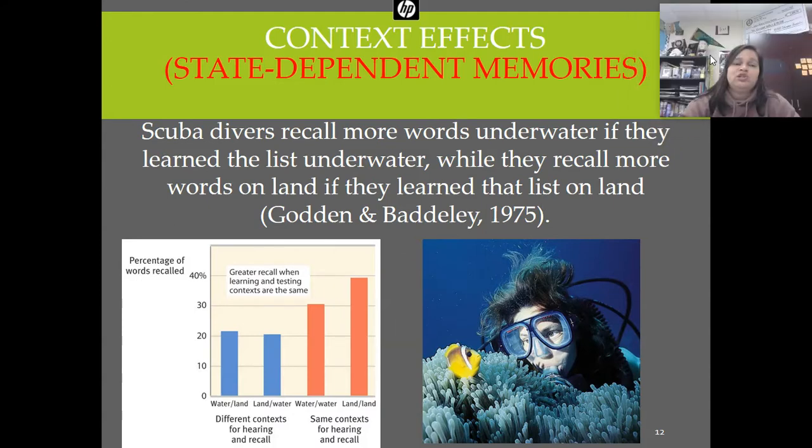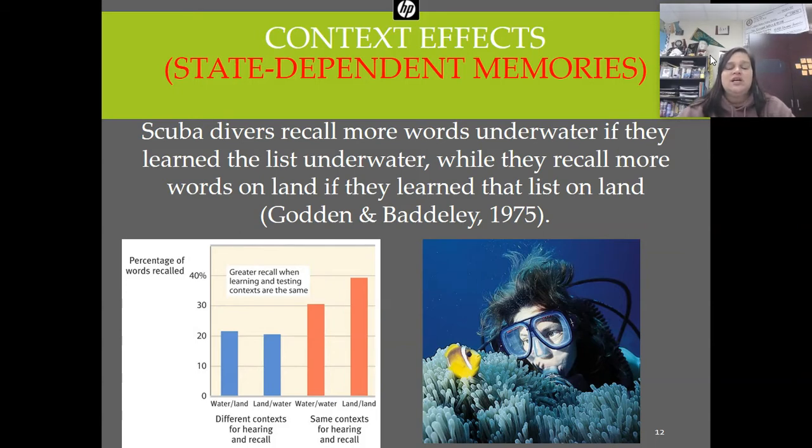Context effects can serve as retrieval cues. And one of these is state-dependent memory. The idea here is that we recall memories better when we're in the same place where we formed the memory. So it depends on the state we were in, and you can think of state as like a place.